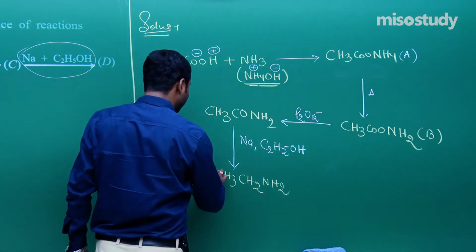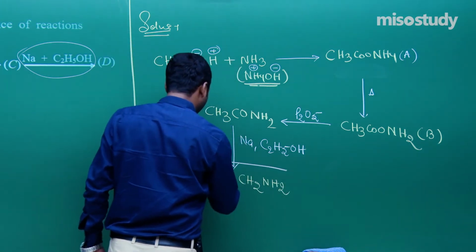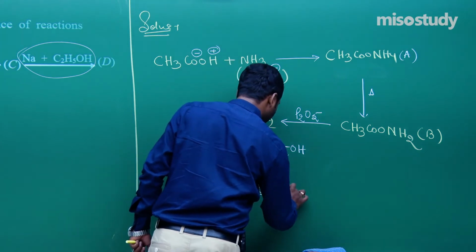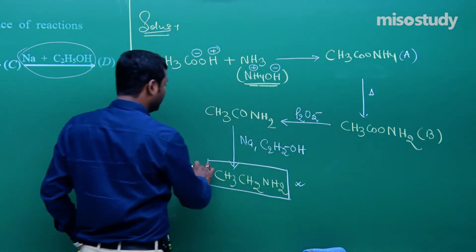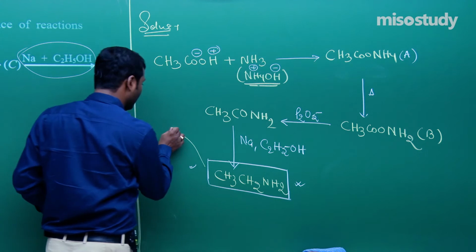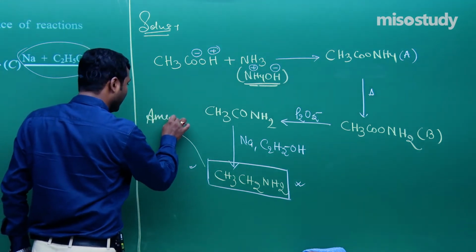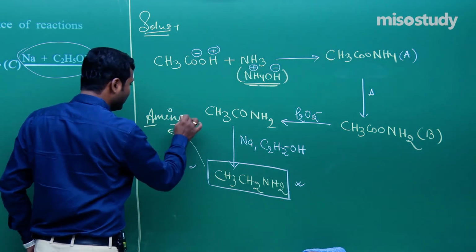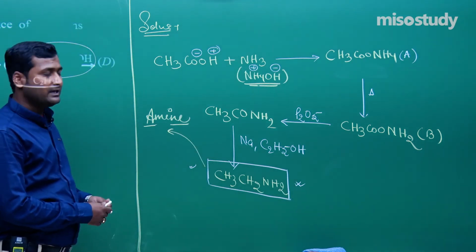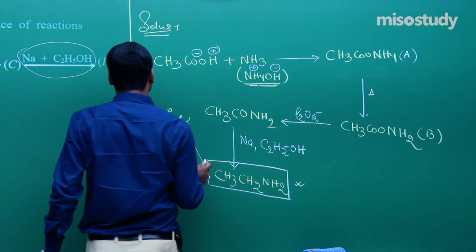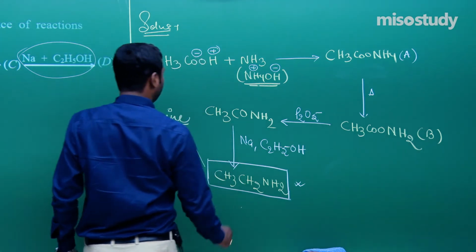CH3CH2NH2. This is the product here. So this product, we know, is nothing but an amine. Do you remember this reaction? I have discussed it during my lecture. So the product is nothing, just an amine.